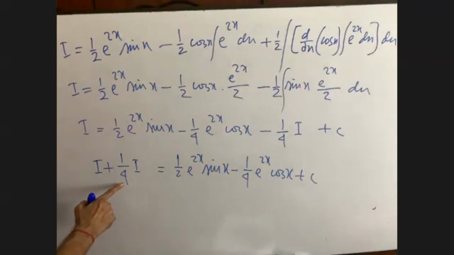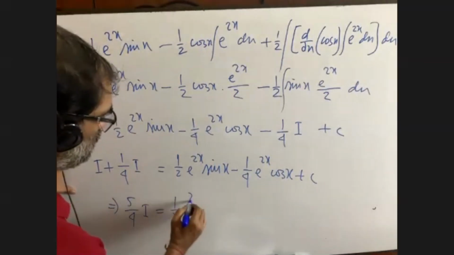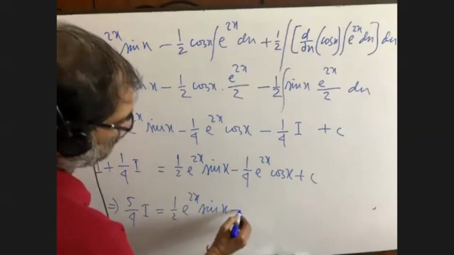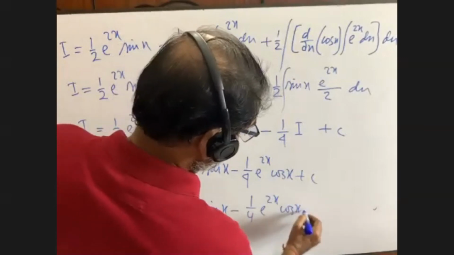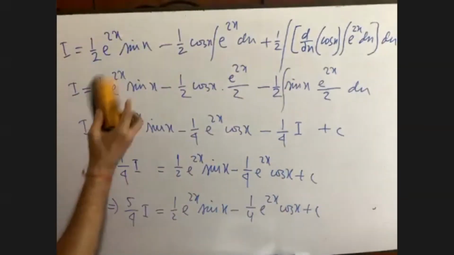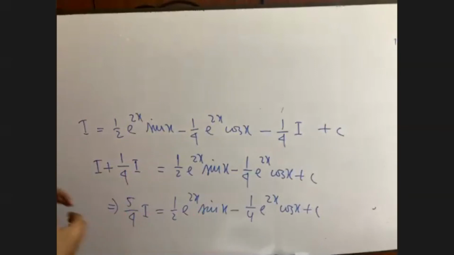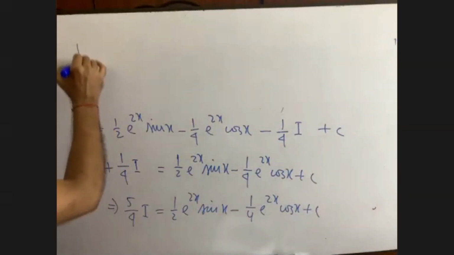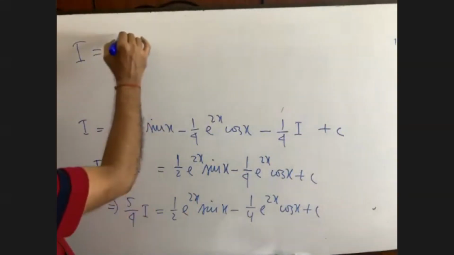Now can you please let me know 5 by 4 I? 5 by 4 I is equal to half e to the power 2x sine x minus 1 by 4 e to the power 2x cosine x plus c. But we have to find the value of I. So I is equal to, this is 5 by 4, here it will be 4 by 5. Okay. 4 by 5.